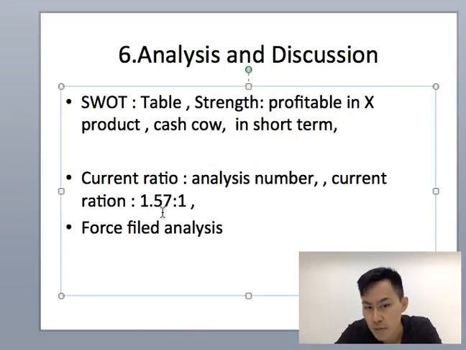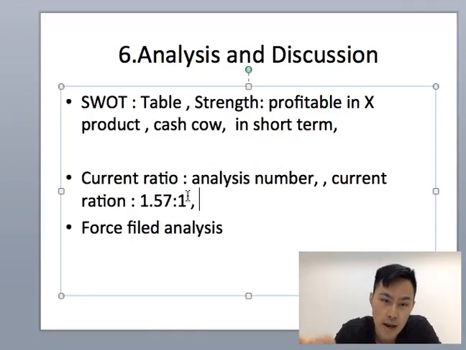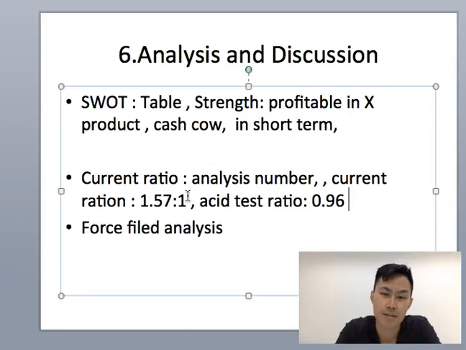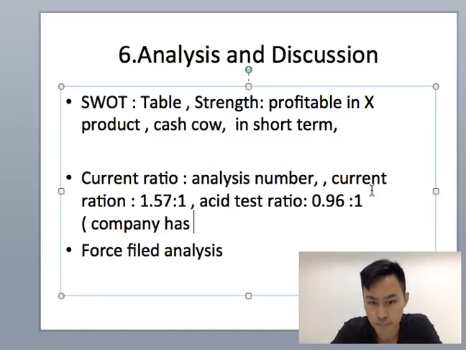So now it seems like the company fits the situation, but every time you mention this, always look one step further. So when we look at the acid test ratio, for example, in this case, you're actually getting 0.96 to 1. In that case, it's not a 1 to 1 ratio for the acid test ratio. Then obviously the company has a working capital problem, right?